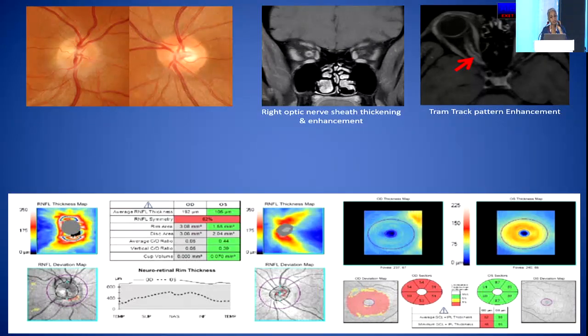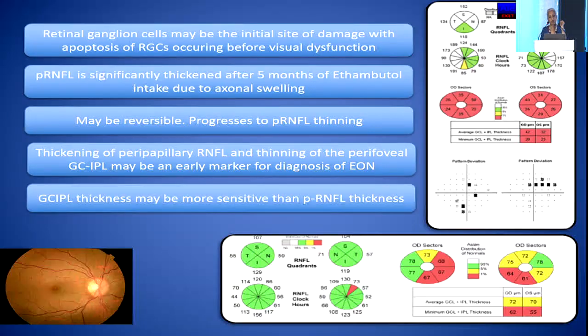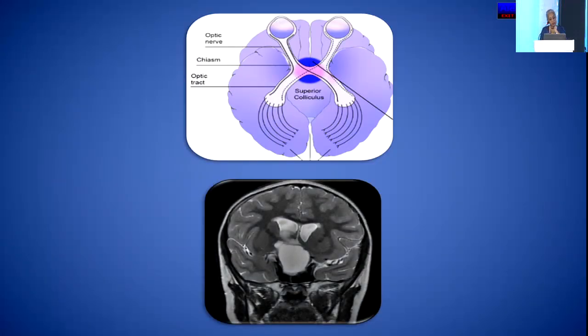This is a patient with an optic nerve sheath meningioma. You can see the disc edema in the right eye, and you can also see the RNFL thickening associated with the ganglion cell thinning, which can be used to monitor progression and further loss. In toxic optic neuropathies as well, you can see a thickening of the RNFL along with thinning of the ganglion cell layer, which may be one of the early signs to indicate toxicity.